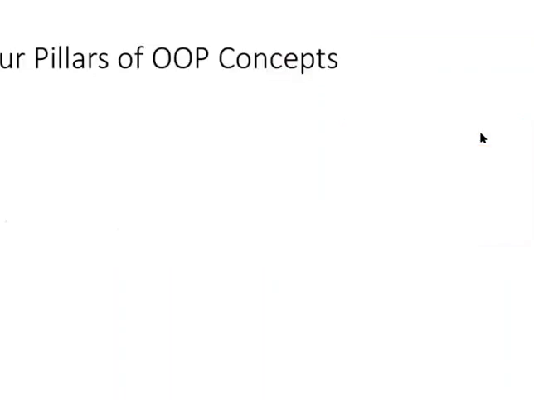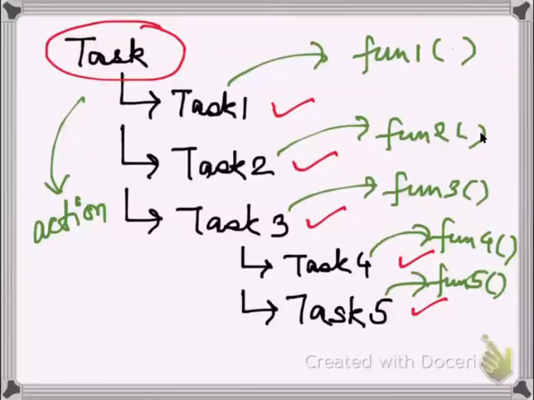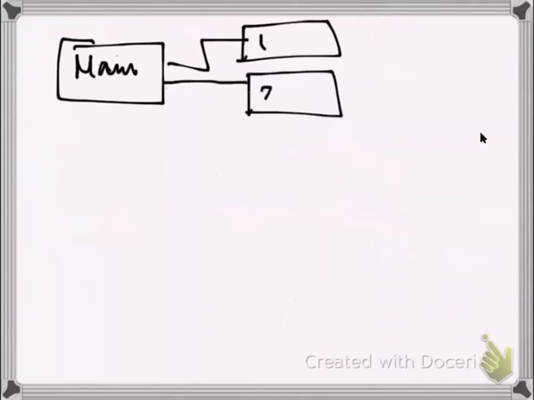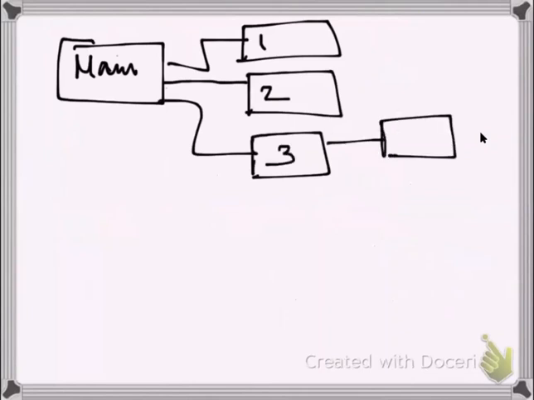Now, before we go on to the four pillars of object-oriented concepts, let me go back to procedural programming and see why we need object-oriented programming. We had our task like this. This is the main function. Main calls function 1, calls function 2 and calls function 3. Function 3 calls function 4 and calls function 5.